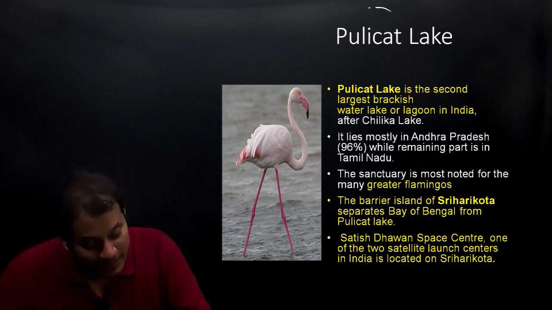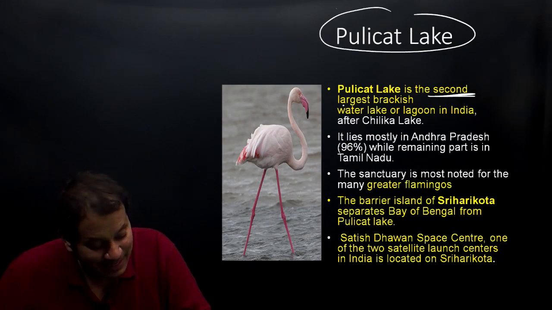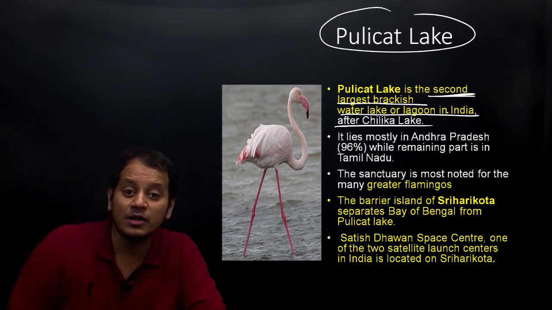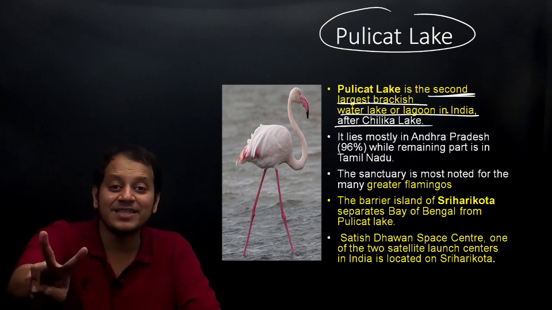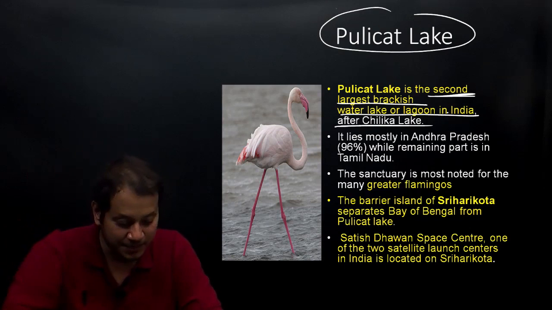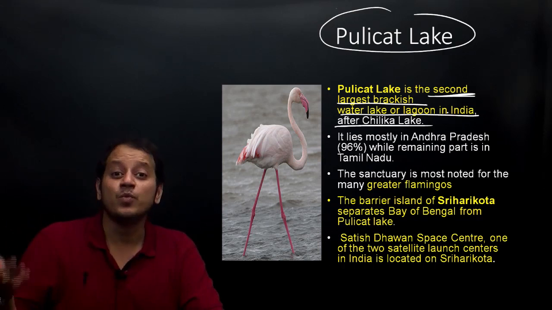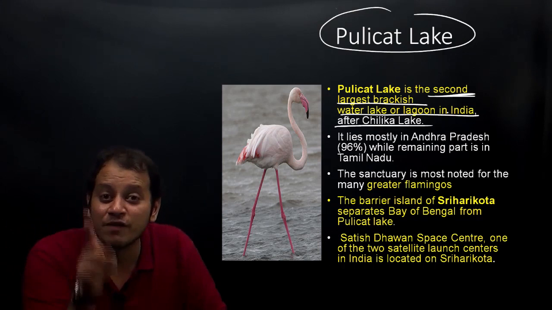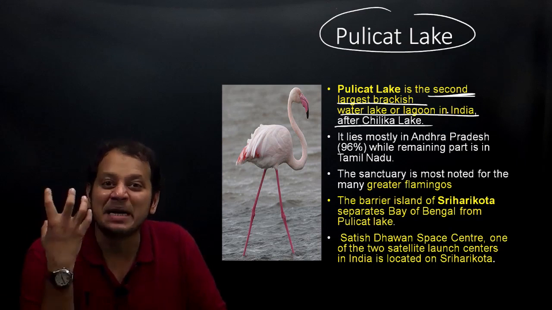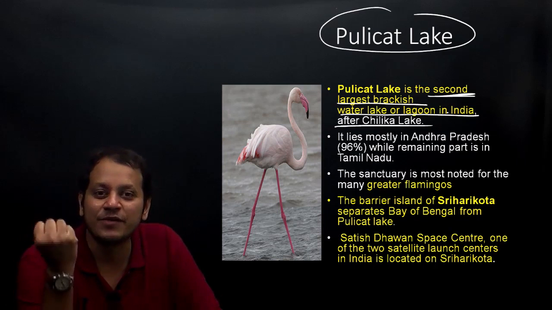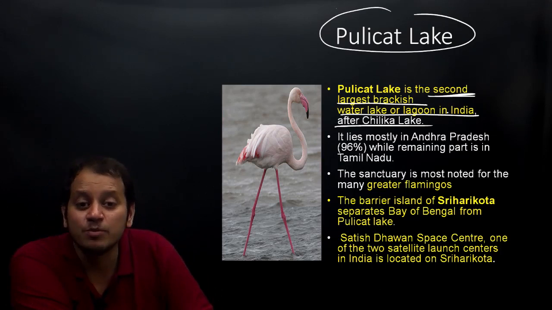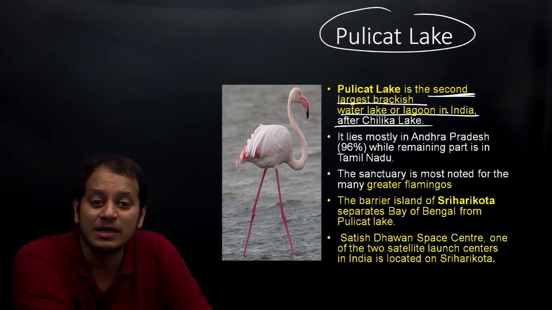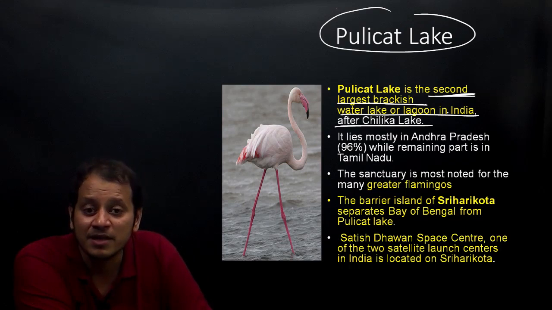Now the Pulicat Lake is the second largest brackish water lagoon after Chilika Lake. So remember, the Pulicat Lake is the second largest. Which is the largest? Chilika Lake. Which state does it lie in? It lies on the border of Andhra Pradesh and Tamil Nadu. But 96% of it lies in the state of Andhra Pradesh. That is the second point. It lies mostly in Andhra, 96%, while the remaining part is in Tamil Nadu.